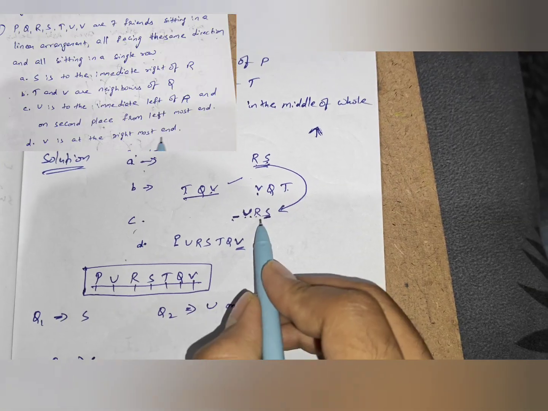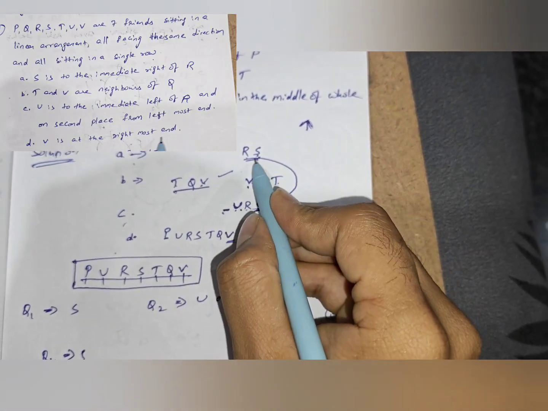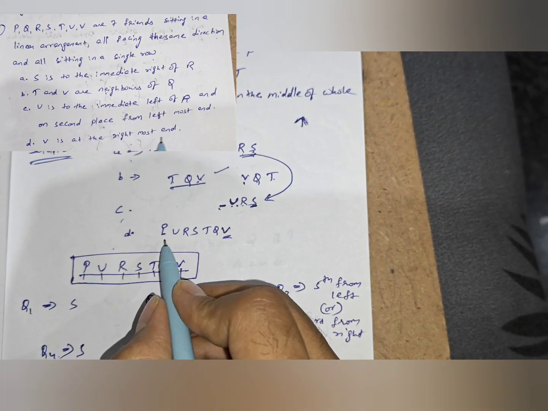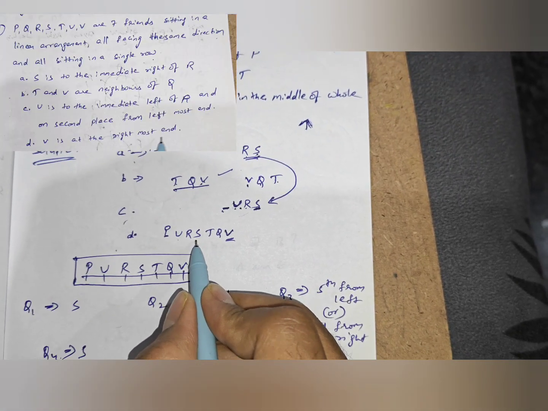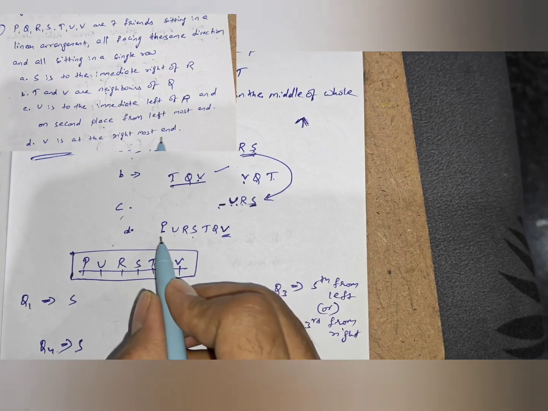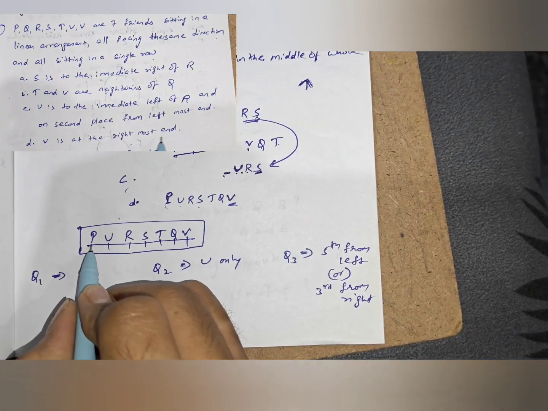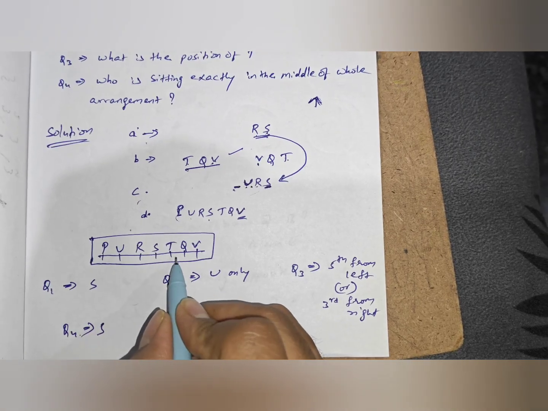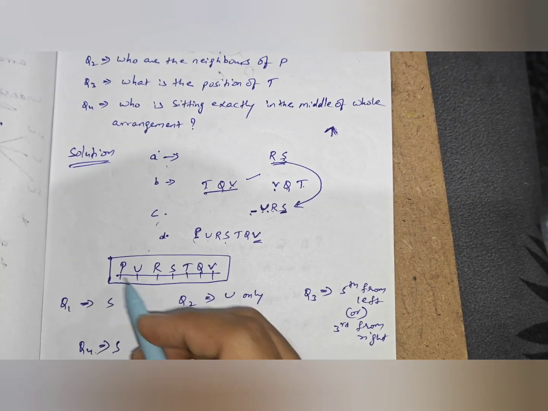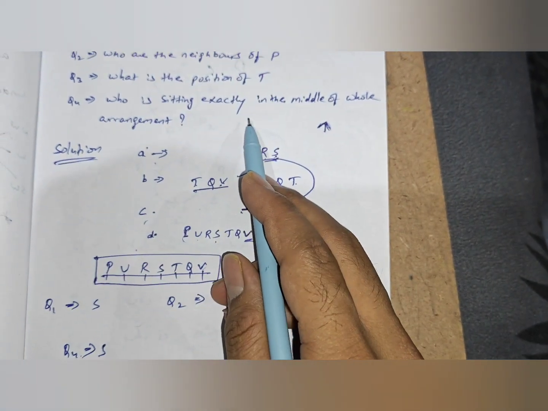And for statement C, R is towards the right of U, and this can be here: U, R, S, and this is the correct one, T, Q and V, and the only place left is this position here, where P comes. So the final possible solution is P, U, R, S, T, Q, V. And with this arrangement you can solve these four questions within 5 to 10 seconds.